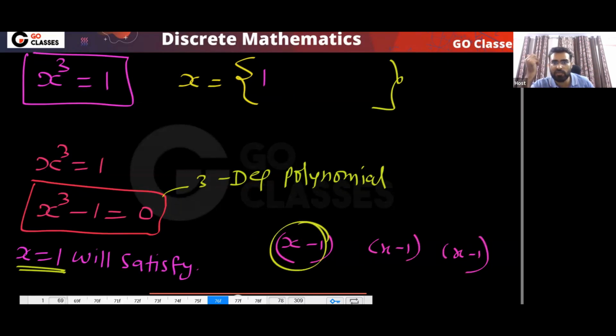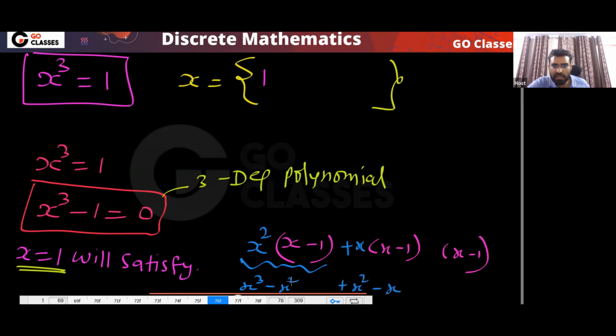x minus 1, x minus 1, x minus 1. Now, what I want is x cube. So what should I multiply with this? If I want x cube, then I should multiply x square. Now, if I do this, what I got? x cube minus x square. Do I want x square? I don't want x square. So I should multiply this with x, so that it will create x square minus x. So this x square will cancel.